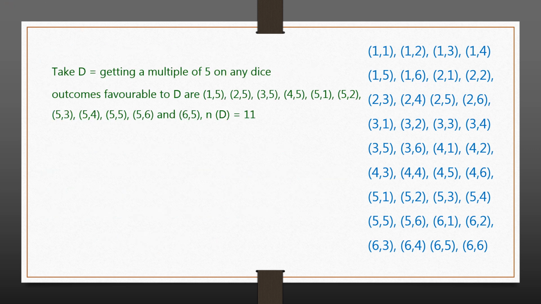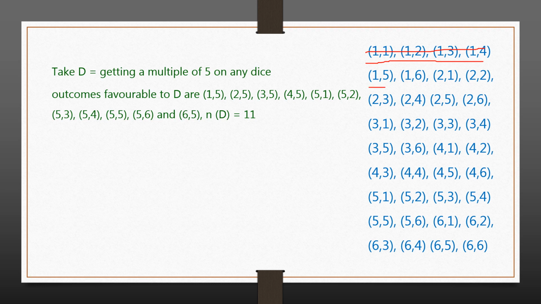Now take D equal to getting a multiple of 5 on any dice. You can get a multiple of 5 on any dice. It can be on the first day or the second day. Now let us identify the favorable outcomes to D from the sample space. Now 1 1, both are not multiples of 5. 1 2, 1 3, 1 4, these 4 are not favorable to D because there is no multiple of 5 on any dice.